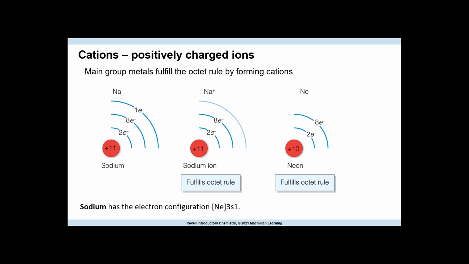So sodium ends up with the electron configuration of neon. It gives up that one electron from the 3s sublevel, and that means it's electronically identical to neon, which is a very stable arrangement that fulfills the octet rule. As a result, sodium does lose that one electron to form a sodium ion, or sodium cation, which means it has more protons than electrons, but it actually becomes more stable.